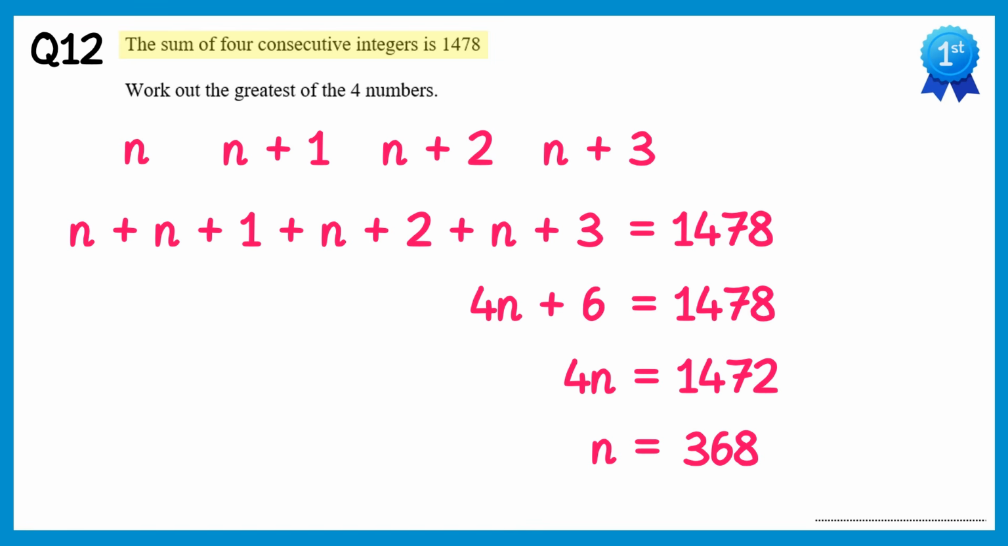So we found the value of n, but remember that was the first term. We've been asked for the greatest of these 4 numbers, so that's actually the number n plus 3. So if we do 368 plus 3, you get 371.